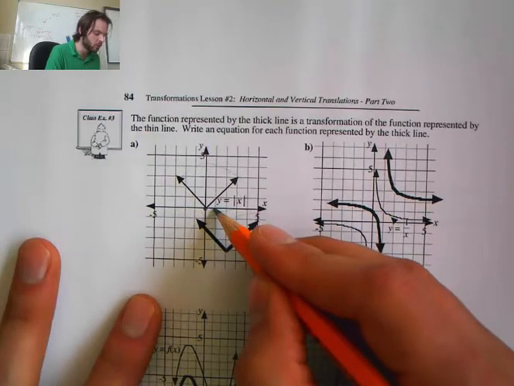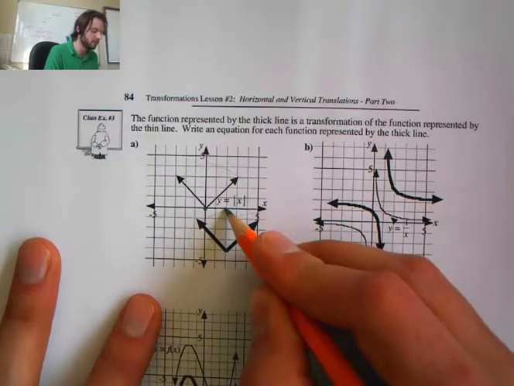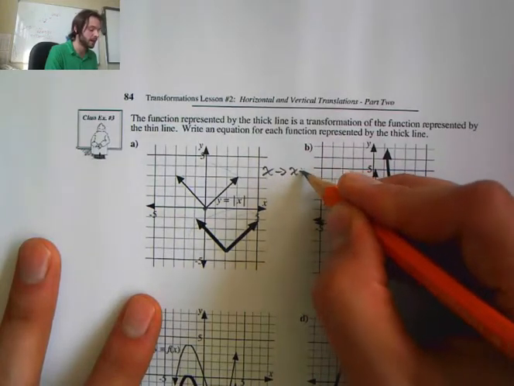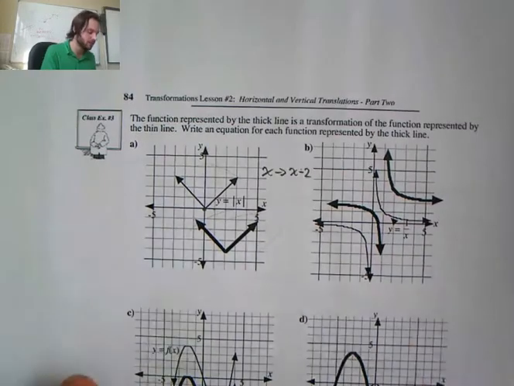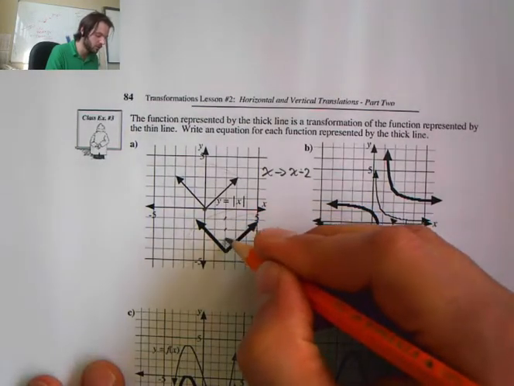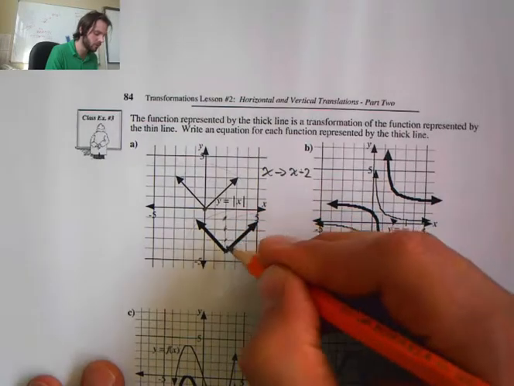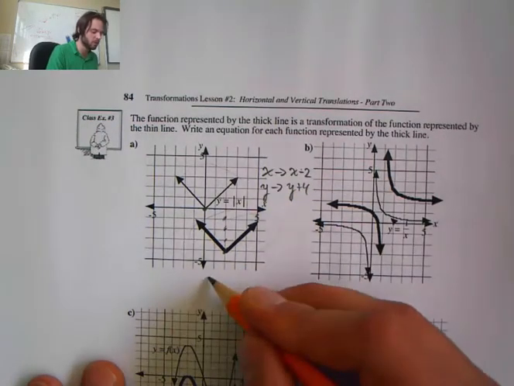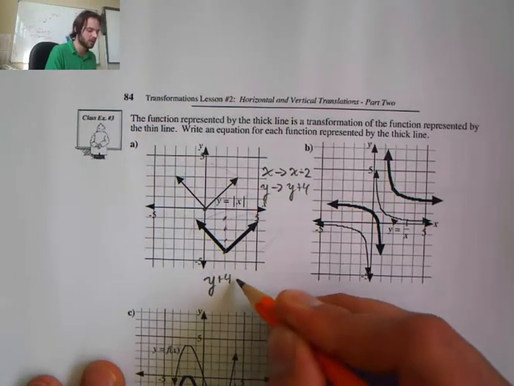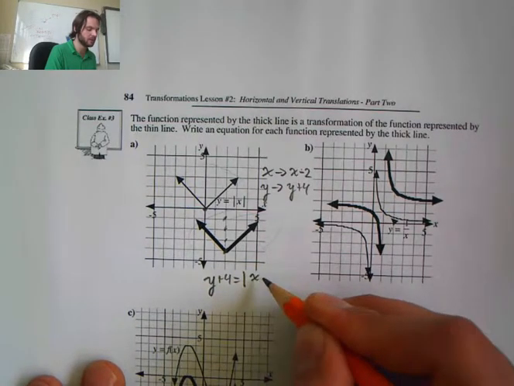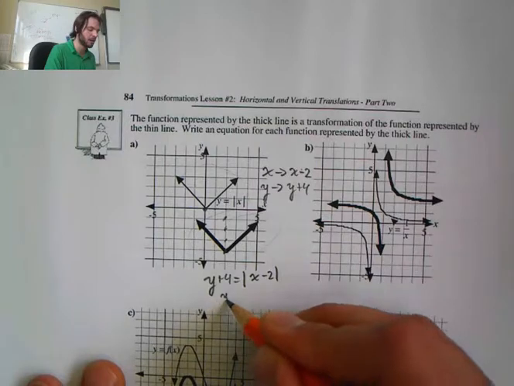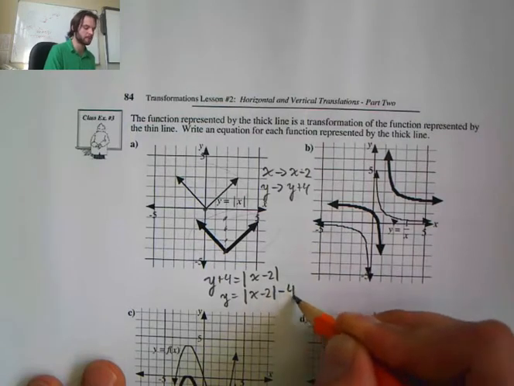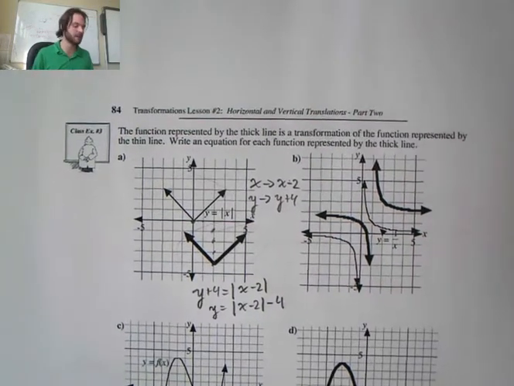So what happens here? I went over 1, 2, 2 right. Okay? So x went to x minus 2, because we moved 2 to the right. And how many down did we go? 1, 2, 3, 4. So y went to y plus 4. So my new equation is going to be y plus 4 is equal to the absolute value of x minus 2. Or y is equal to absolute value of x minus 2 minus 4. Okay? Let's take a look at the next one.